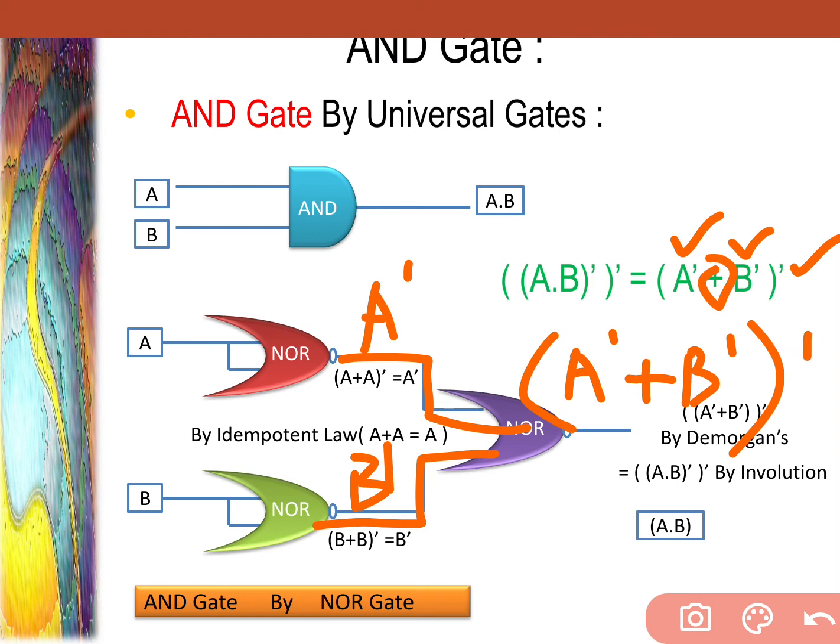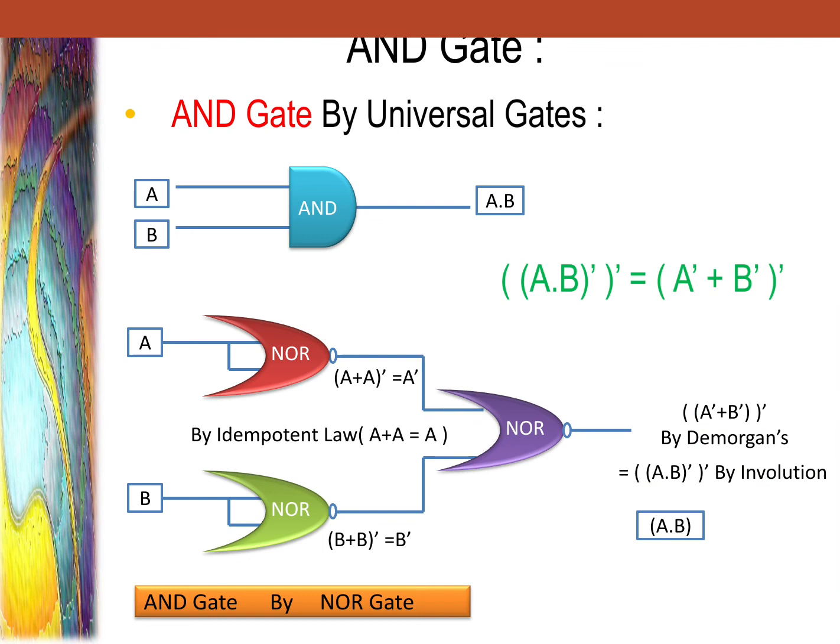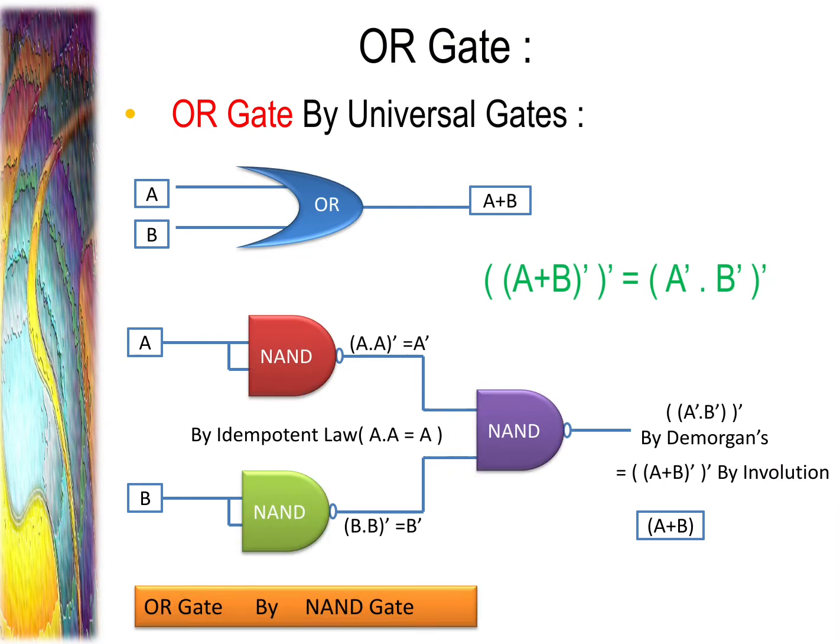Then what happened? I can write A dash plus B dash in this format, A dot B whole dash. Why? Because it is De Morgan's law. Again we are having whole dash. See here, dash dash will be cancelled, and we are getting A dot B. In this manner you have to create these gates. Anything in the paper you are getting, any expression you are getting, you have to create it by NAND or NOR.